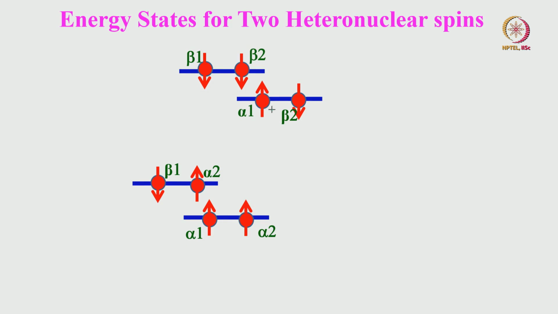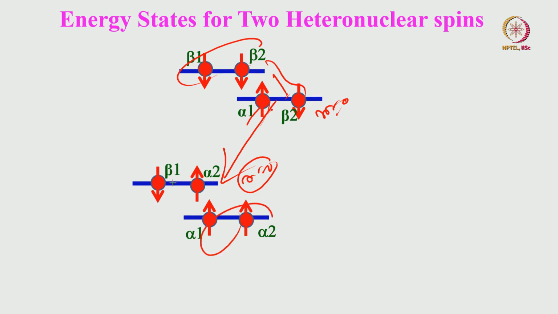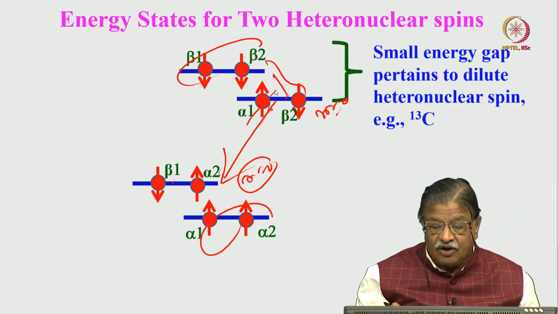Look at it, the alpha beta states have substantially different energy. This also has m equal to 0, this also m equal to 0, but nevertheless they are not of the same energy. The energy separation is quite large between the alpha beta and beta alpha spin states. This is alpha beta, this is beta beta, this is alpha alpha here, and between alpha beta and beta alpha there is enormous separation.